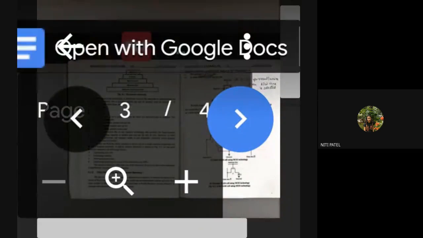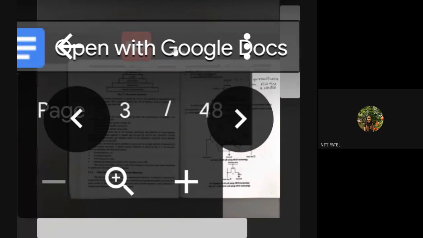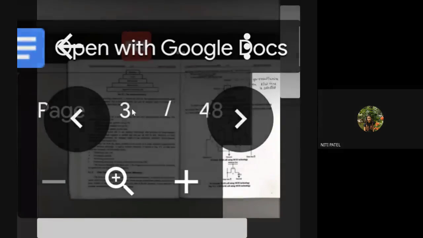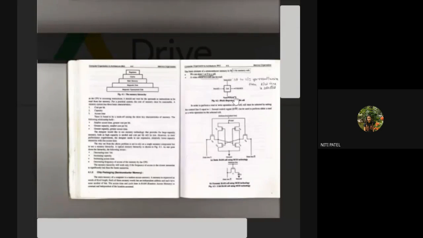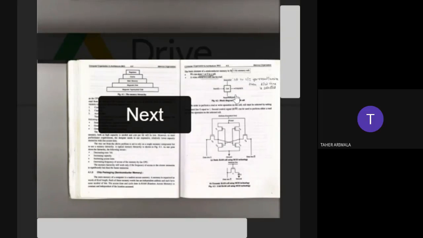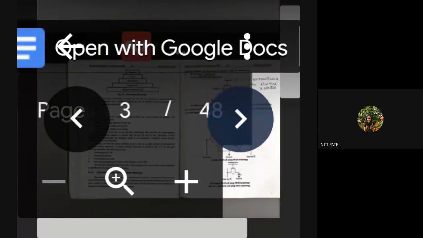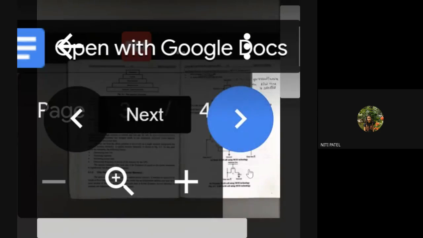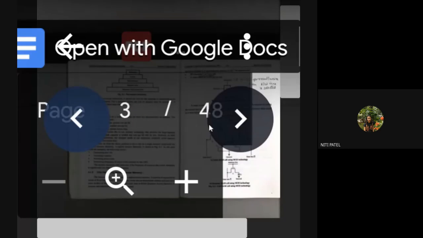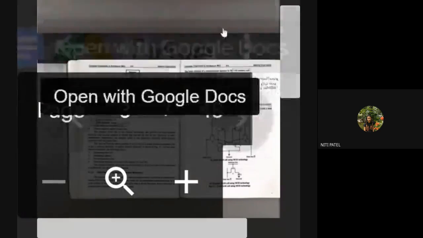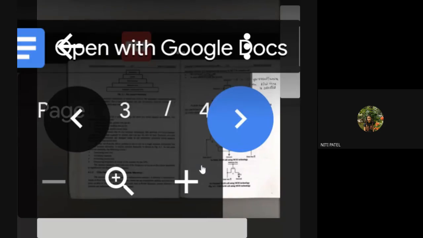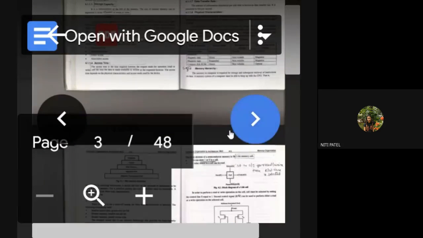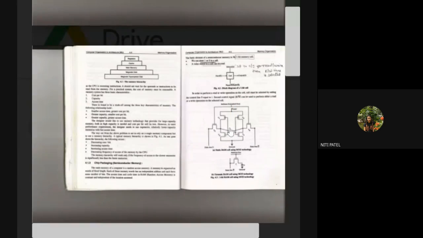Zoom your system screen so that you will be able to see. Can you see this SRAM cell block diagram? Page number 4.5. Can you see figure 4.2, block diagram of a 1-bit cell?